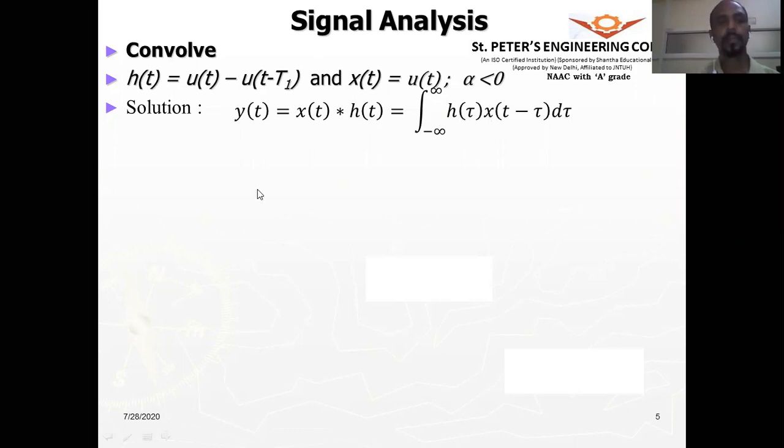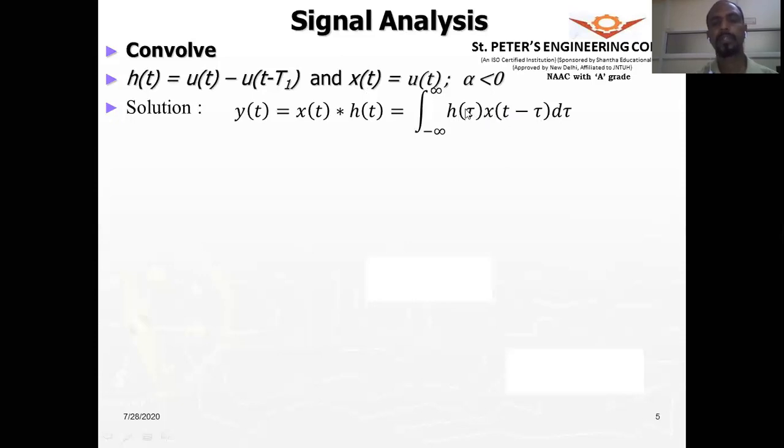Now in this case again we will keep h of tau as constant or fixed, and x of tau we are going to move over this. What we have seen in the previous problem is one signal. From this formula also, you can see that one signal is fixed and the other signal goes on varying with respect to t, or it is shifted as t varies, right? So it is getting shifted with t.